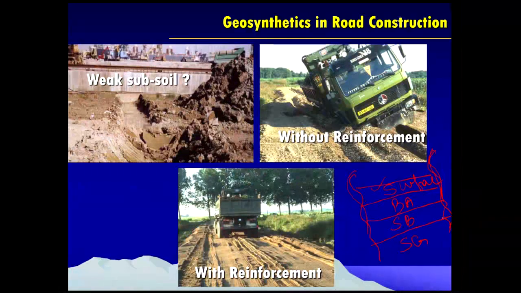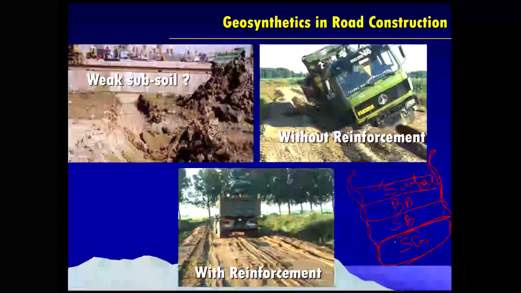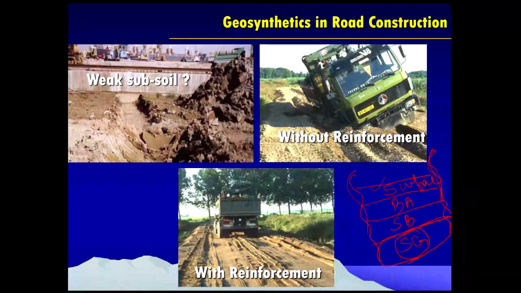Whenever we encounter a subgrade soil as a weak or poor subgrade soil, what does it mean? Weak subgrade soil means a soil having a CBR of 1%, a liquid limit greater than 60%, and so on. So we are defining a poor subgrade.